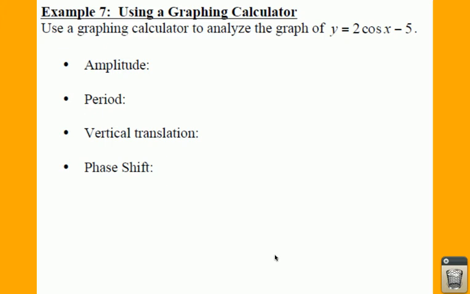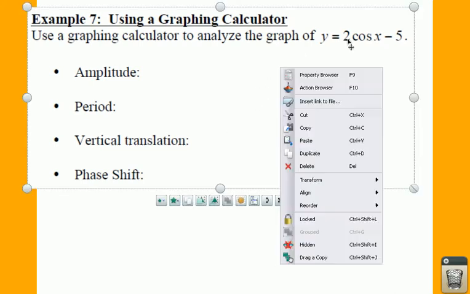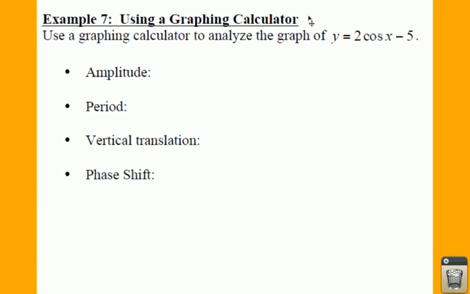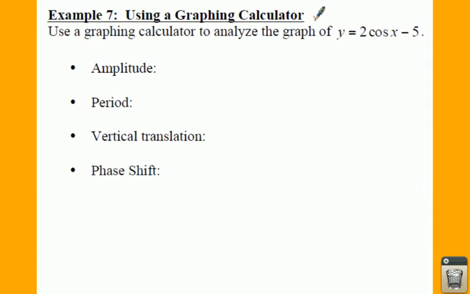Here for example 7, we're going to use your graphing calculator to analyze this graph. So if we want to plug this equation into your graphing calculator, we should probably figure out a few things here. Now this minus 5 here at the end is not in parentheses with the x, so that's not a phase shift to the left or to the right.